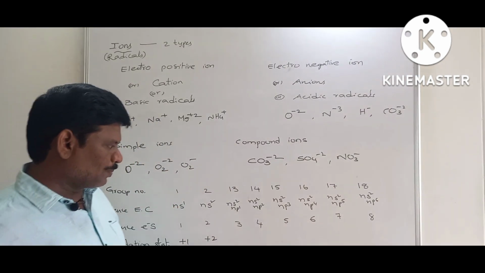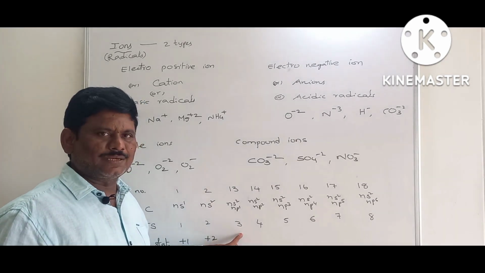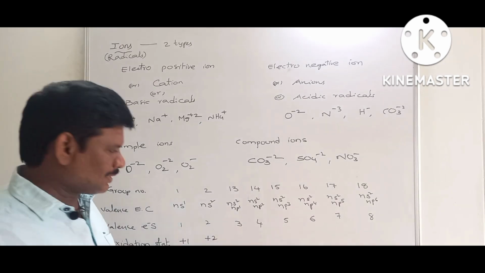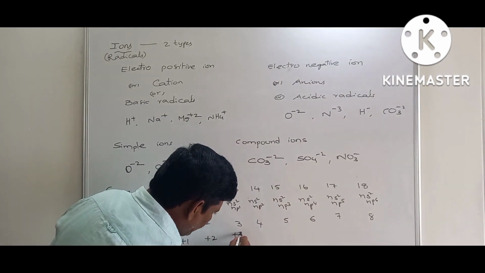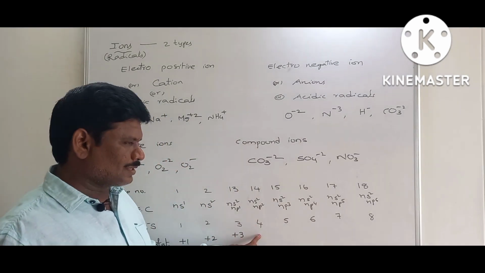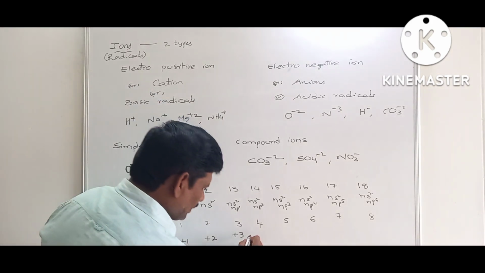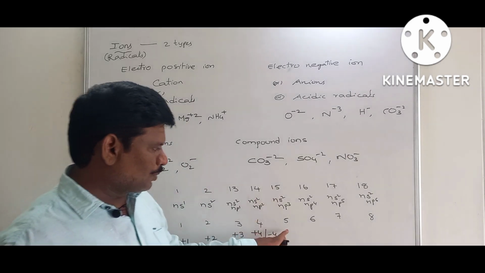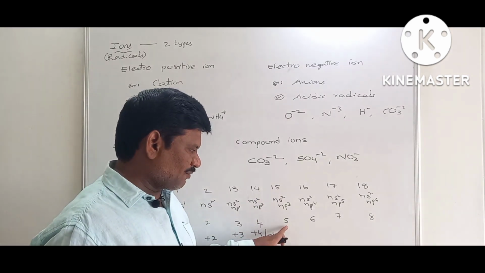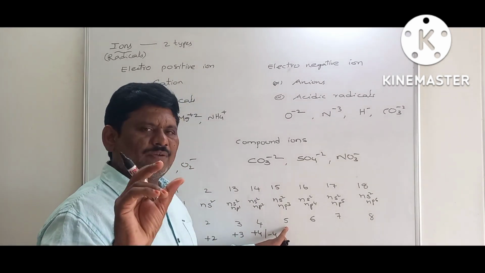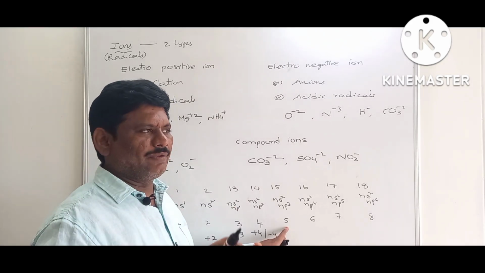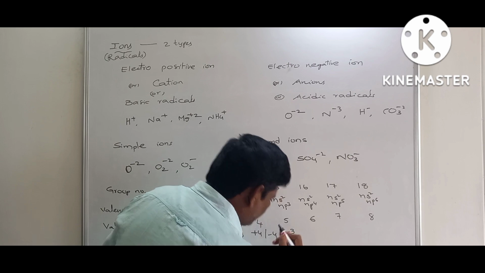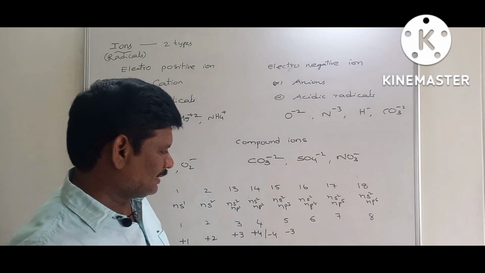Next, 13th group elements have 3 electrons. They lose 3 electrons easily or gain 5 electrons; losing 3 electrons means plus 3. In the 14th group, with 4 electrons, both possibilities exist, either plus 4 or minus 4. In the 15th group, 5 electrons are present; gaining 3 electrons is easier than losing 5, so these elements generally get minus 3 charge.